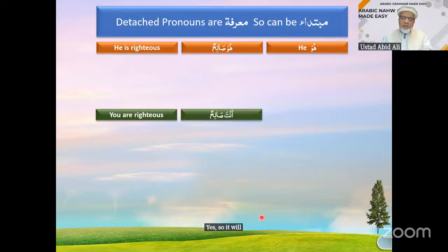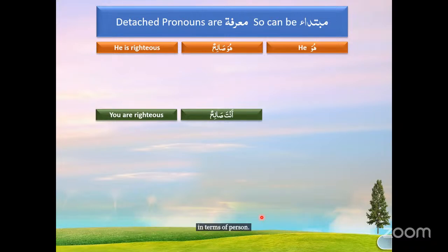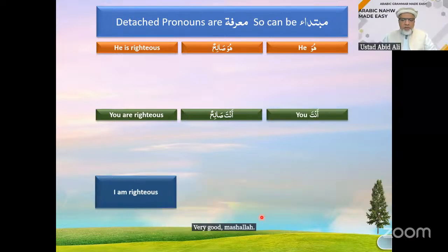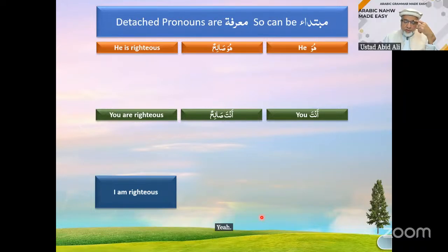Anta salihun. What is the difference between huwa salihun and anta salihun in terms of person? Huwa is third person. Anta is second person. Very good, mashallah. And singular. Yes, singular. Jazakallah khair. Brother Ghani, I am righteous.